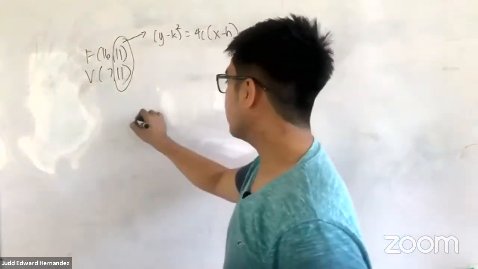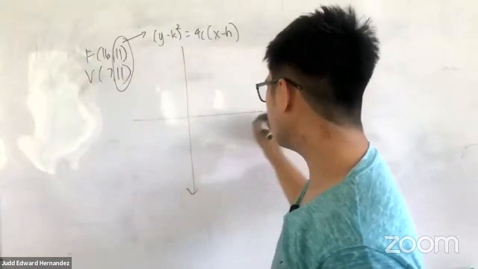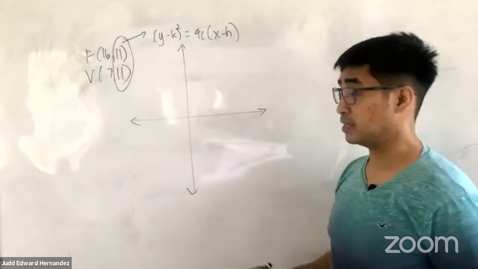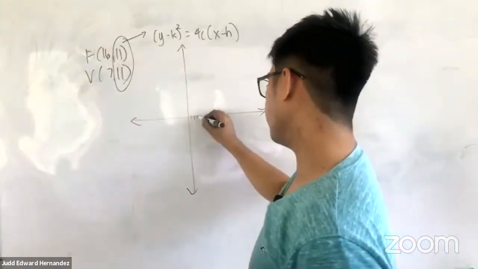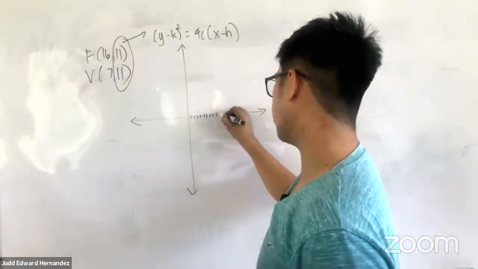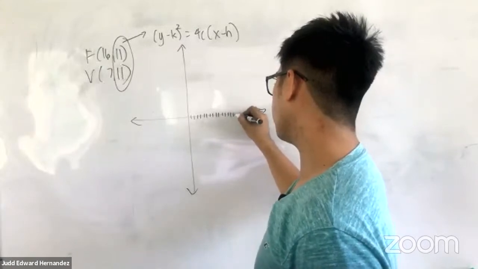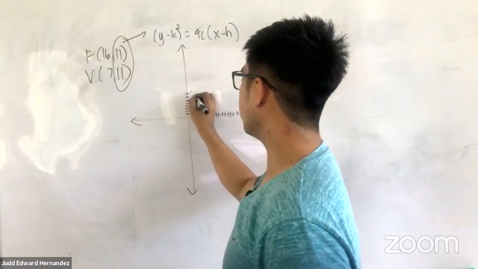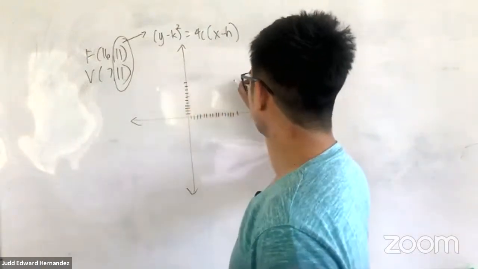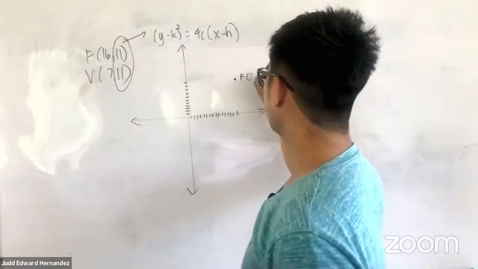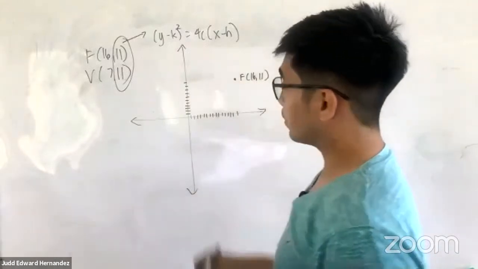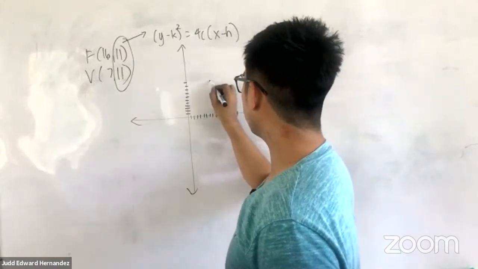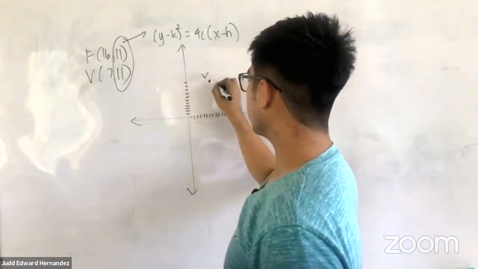Okay. So i-graph natin. Para ma-visualize nyo, baka mamaya hindi kayo naniniwala kay Sir Judd na yan yung equation na gagamitin. 16, 11. So this is 16, 11. This is the focus. We also have the vertex, that is 7, 11. So this is the vertex.